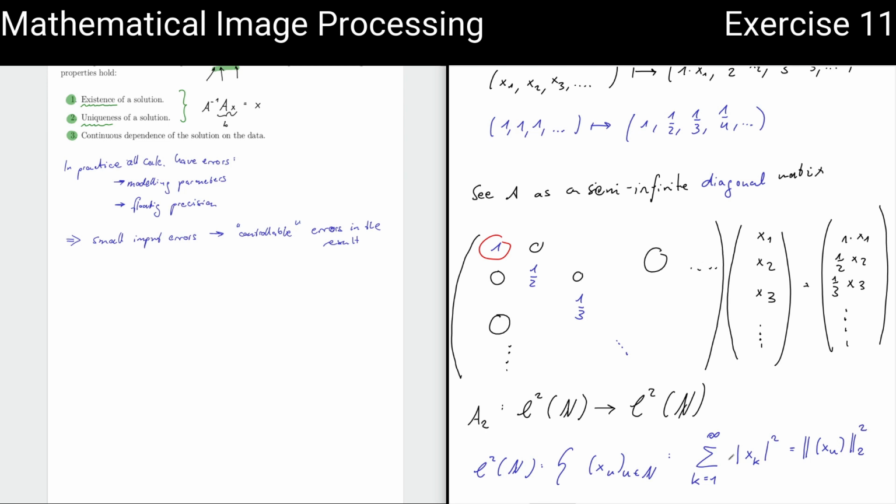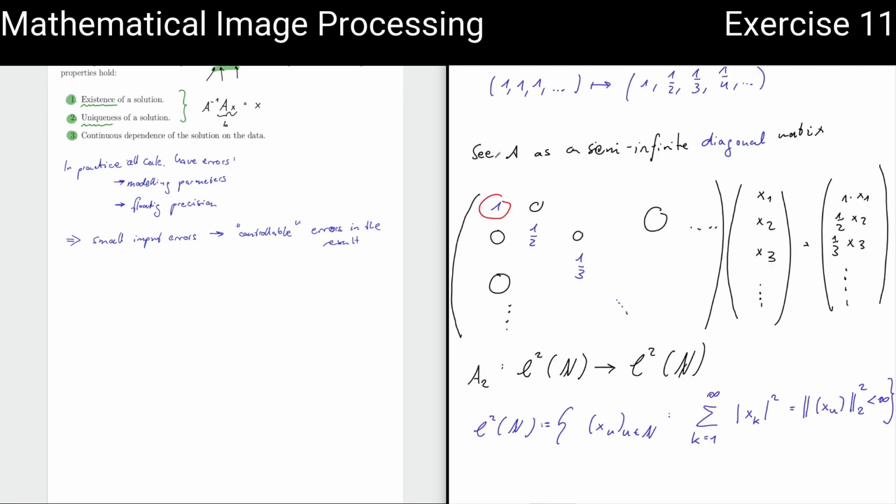So this is the 2 norm squared because I left out the square root. And if this is finite, so strictly smaller than infinity, then I have a sequence that is in L2. And if I start with a sequence in this space, now A2 should also map to something like this. And this is what we call well-definedness. Sorry, well-posedness is something else. We will look at this in this problem here. The first step is to see that A is actually a well-defined operator. This is part A.